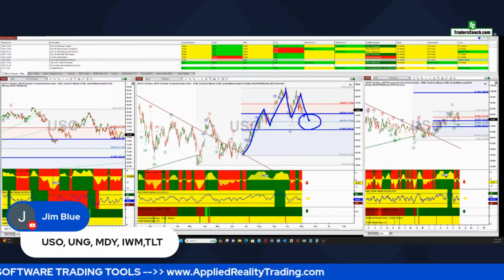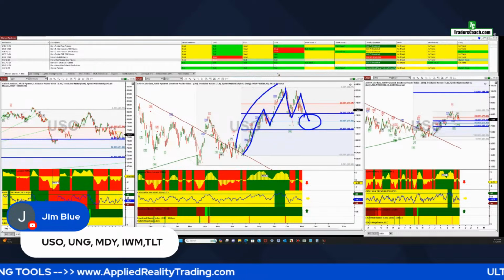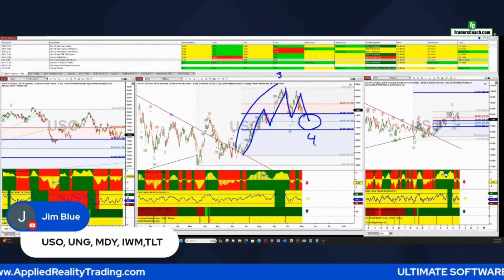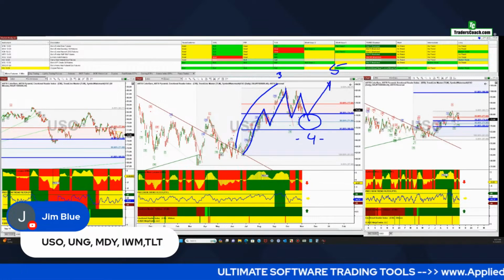So this would be an impulsive move up. We'll call it just a 3. This is a 4 that may still be unfolding. And then 5 will take it back up to the top.